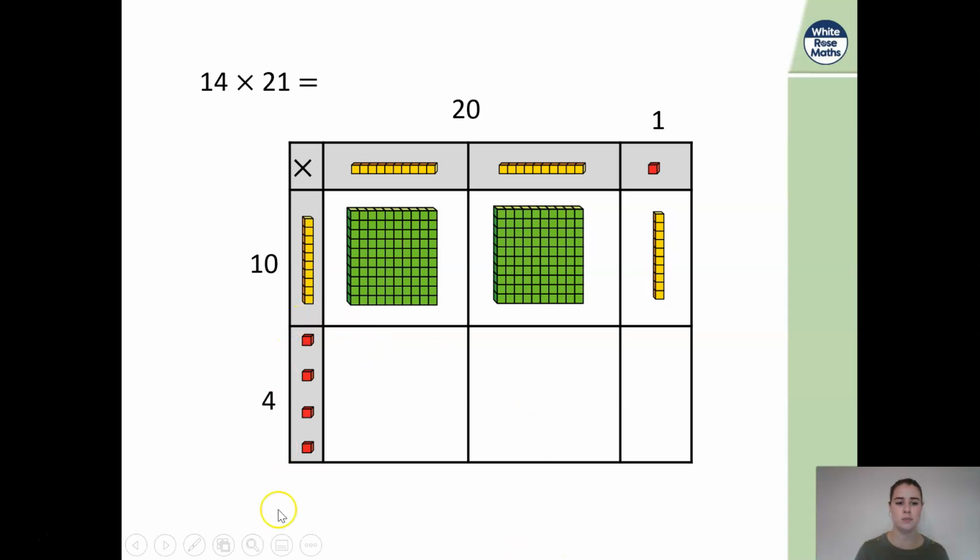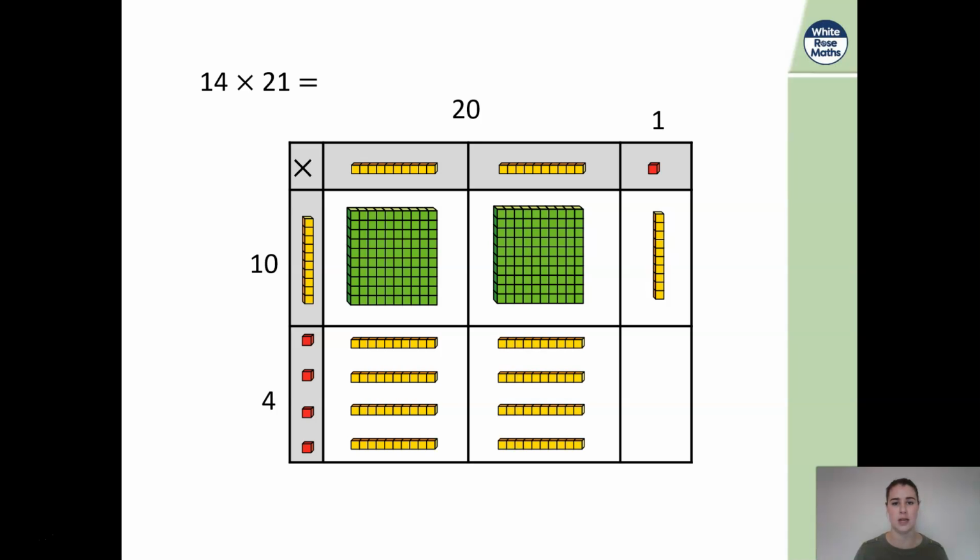Now we're going to move on to the bottom grid, and again we're going to do the same rules when we multiply each number. So here we need 4 lots of 10, so it's going to give us 40. We need another 4 lots of 10 to give us 40 as well. Then we have to do 4 multiplied by 1, and we have our 4 1s.